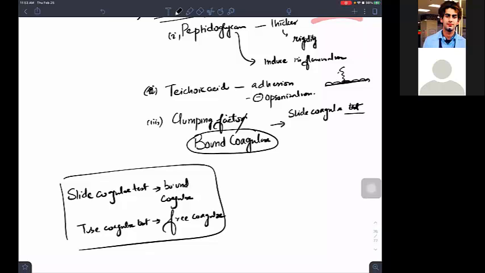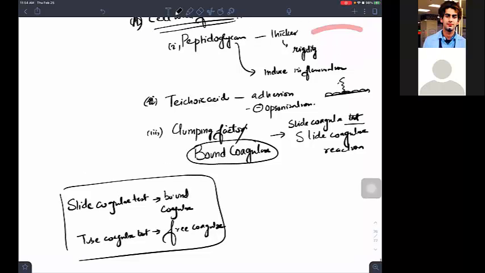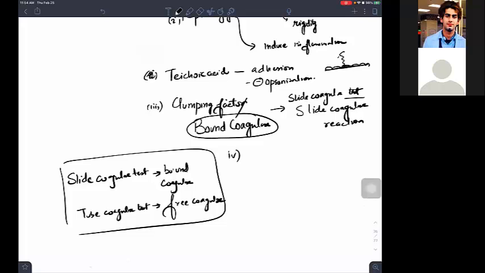So clumping factor, the bound coagulase, is detected by the slide coagulase test. We will do a slide coagulase test, and there we will appreciate a slide coagulation reaction, a slide coagulase reaction. Is it okay?